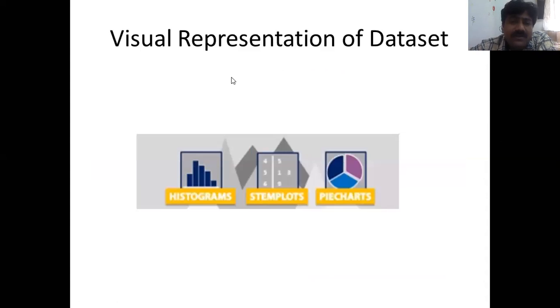Generally, with respect to the data set, visual representation is shown with various diagrams. Within that, first is the histogram. Next is stem plots. Next is pie charts. I have taken a few examples here of the visual representation of the data set.